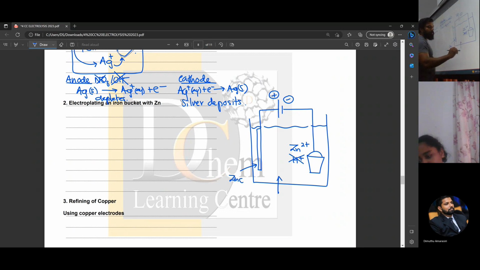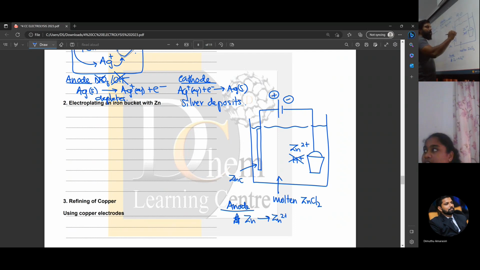Always use something like molten zinc chloride. Then look at the anode, it's a reactive one. Anions don't have any chance of doing reactions. Chloride will be coming to it, but no reaction. So zinc will get oxidized. At the cathode, your zinc 2 plus will take 2 electrons and become zinc. So finally, there is nothing happening in the electrolyte, right? Zinc has deposited.